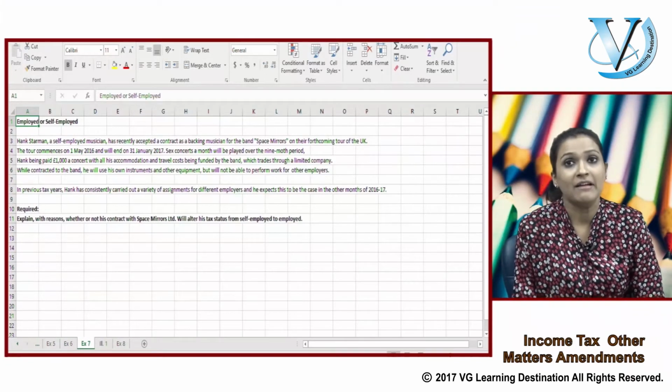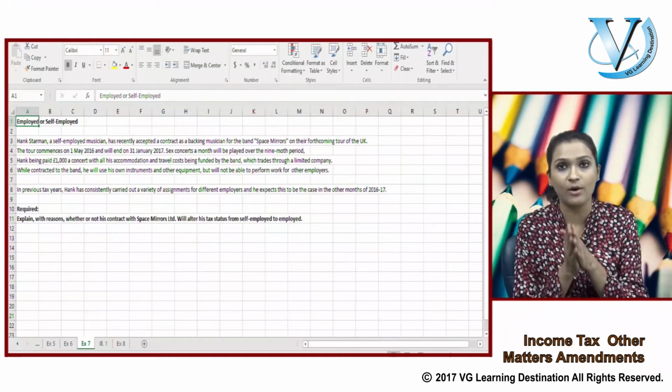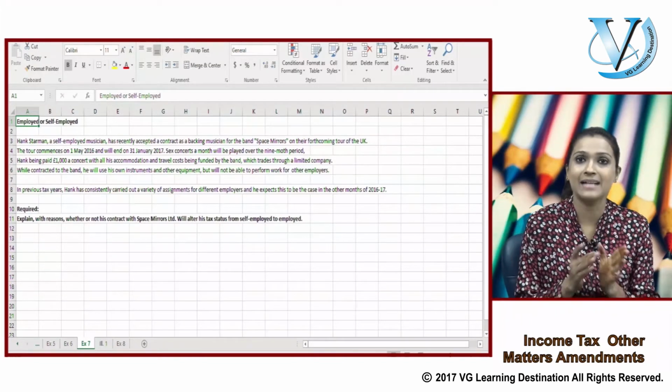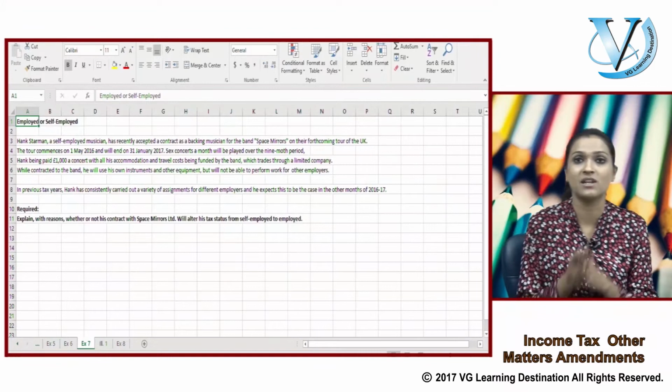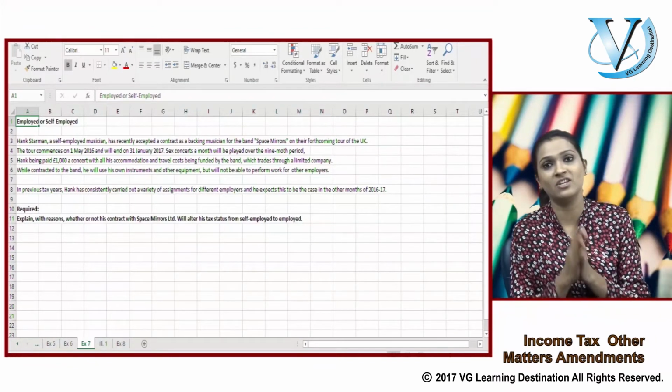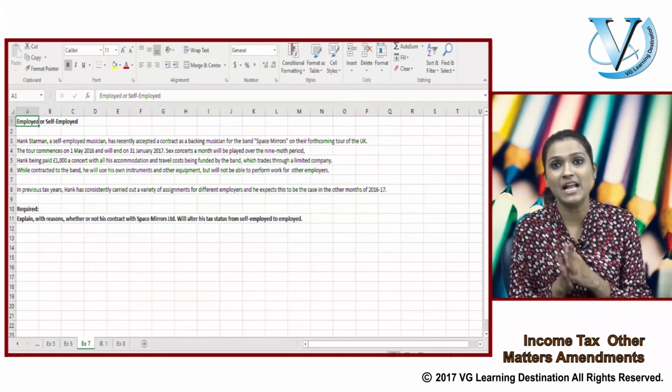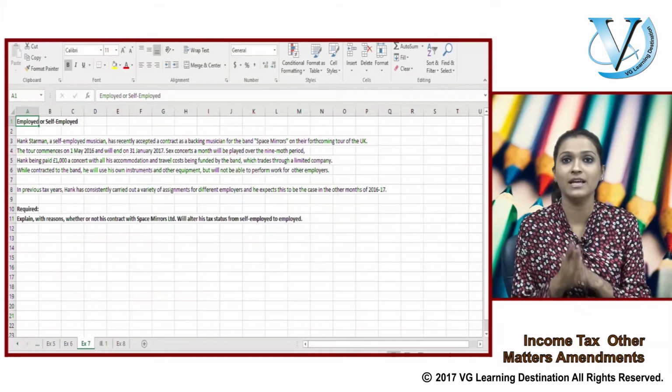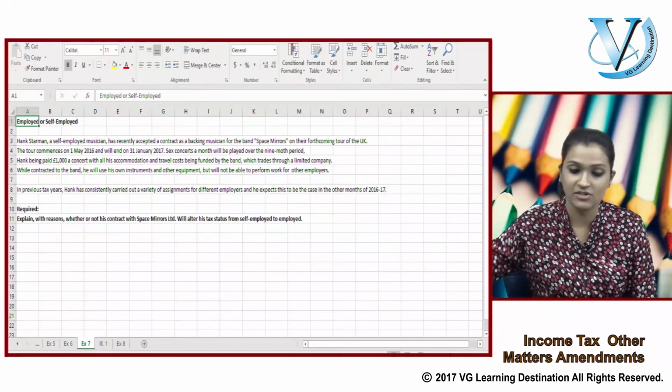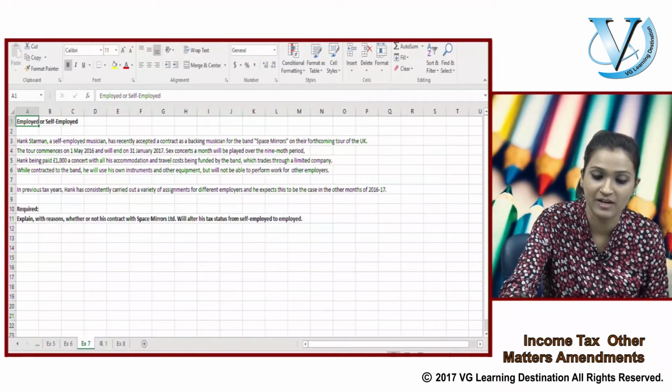So very well, we've got a case study. We need to evaluate whether this particular person, Hans Starman, will be categorized as an employee for 16-17 or as a self-employed person, depending upon the tests of consideration. So let's perform the tests of consideration.